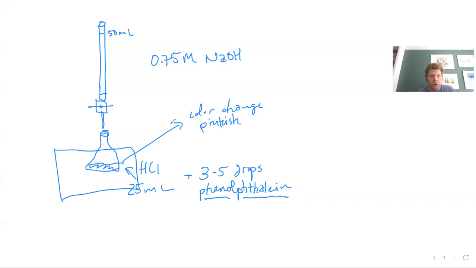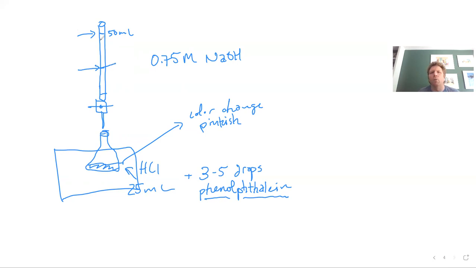As soon as my color change occurs and persists, I'm done. My titration has completed. And what I want to do is track the volume of sodium hydroxide that I had to add. So I'll say I started with 50 milliliters, and then I go all the way down here. And let's say that at this point in time, I'm done with my titration.